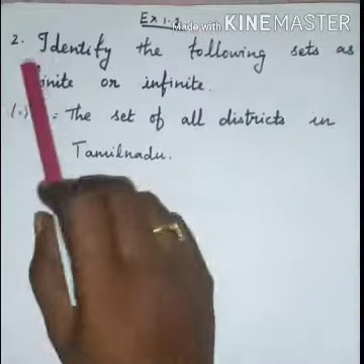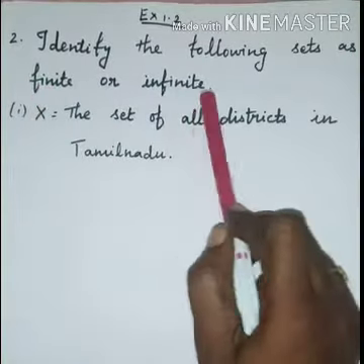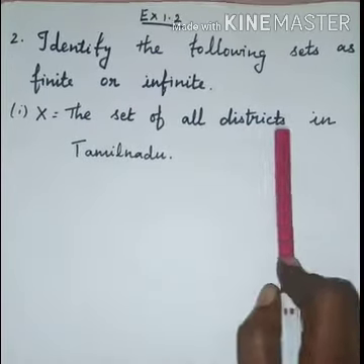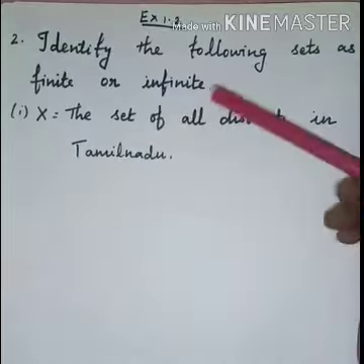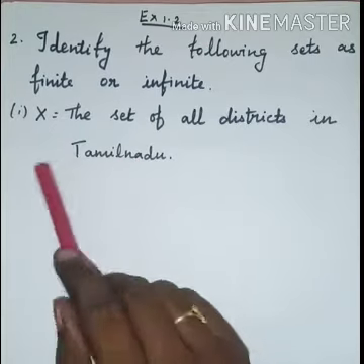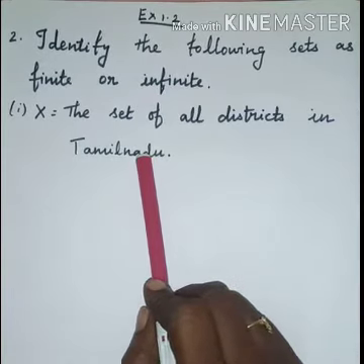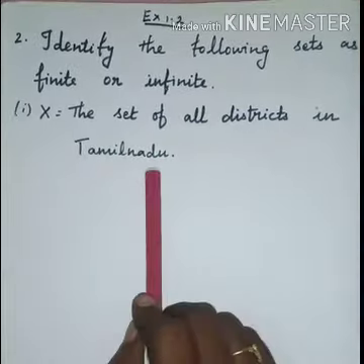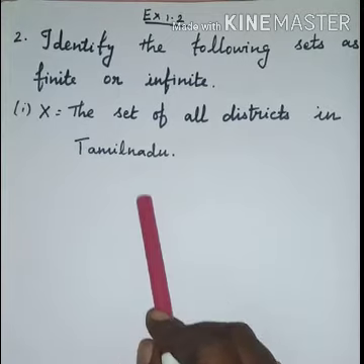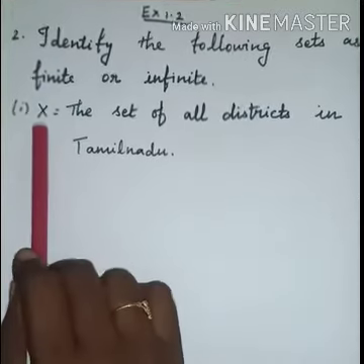Exercise 1.2, second sum. Identify the following sets as finite or infinite. First subdivision, capital X is equal to the set of all districts in Tamil Nadu. We have to find whether this set is a finite set or infinite set. Here the set X is given in descriptive form. So here, the set of all districts in Tamil Nadu. How many districts are there in Tamil Nadu? Yes, there are 37 districts in Tamil Nadu. So this is a countable set. Therefore X is finite.